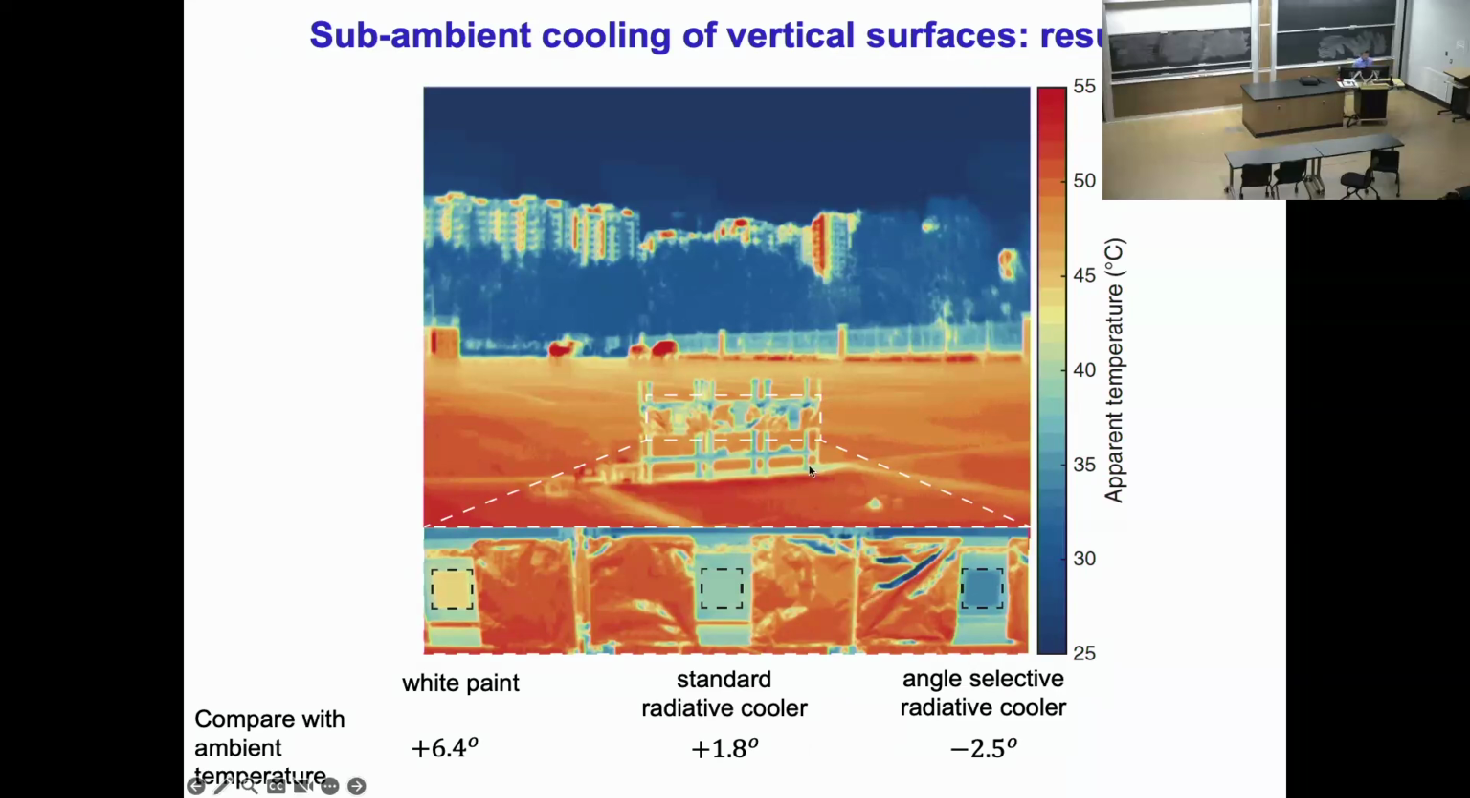So you can see that the angle-selective radiative cooler is, in this image, cooler than both the white paint and the standard radiative cooler that was designed for rooftop operation. In fact, neither the white paint nor the standard radiative cooler can reach sub-ambient temperature. But if you do the angle engineering of the thermal emissivity, you still can, even on the vertical surface. I hope to use this example to say that there is still a lot of interesting optical design that you can do to tailor this kind of radiative cooling technology to different application scenarios.